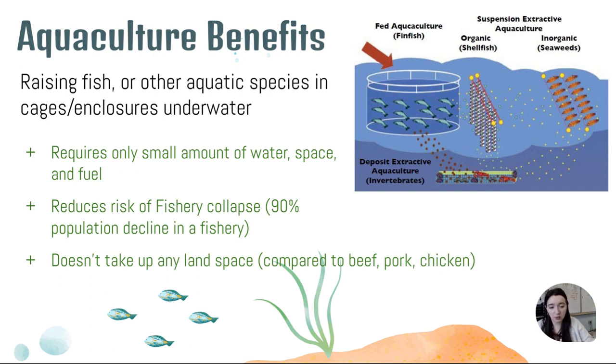Seaweed is also a really big one, at least maybe not in American cuisine, but seaweed is a huge cuisine item in several Asian countries. And you also have deposit extractive aquaculture, which is getting invertebrates from down below in the surface, or harvesting and growing invertebrate species.